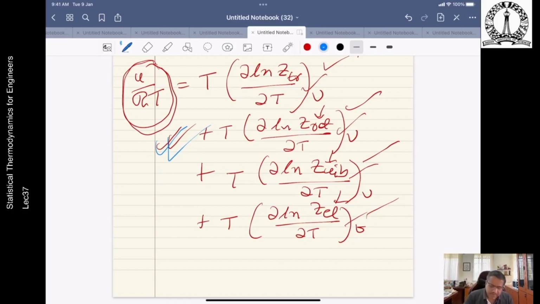In the next class, we will see how entropy and all the other quantities can be computed using this, and how these contributions can go a long way in computing all the other quantities that we can think of, enthalpy and all the other parameters.